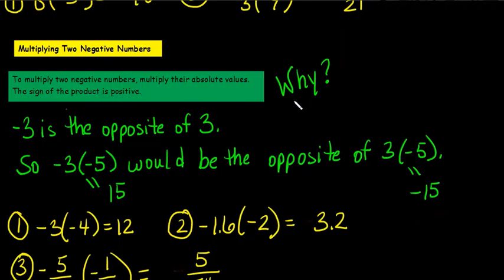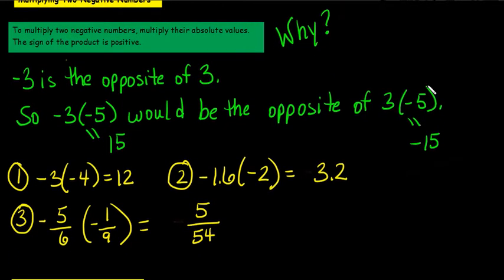And I asked, why? Maybe you might want to know. Well, in green, I tried to show you. Negative 3 is the opposite of 3. So, negative 3 times negative 5 would be the opposite of 3 times negative 5. And right up there, we just talked about that 3 times negative 5 is negative 15, so this would be the opposite. Negative 3 times negative 5 equals 15.